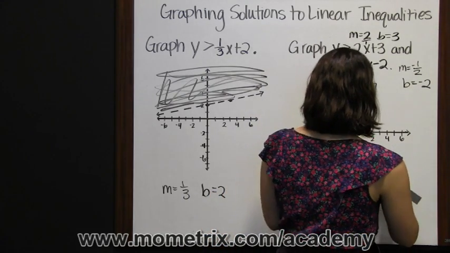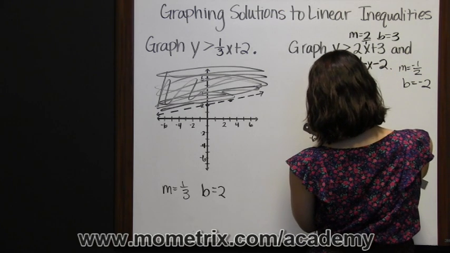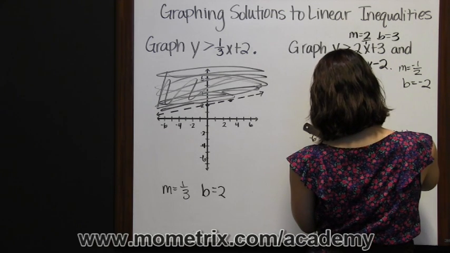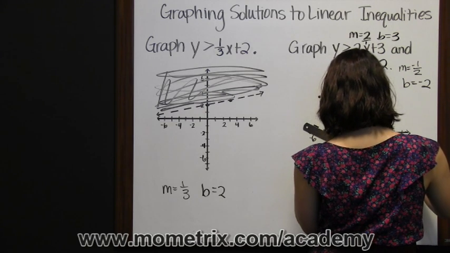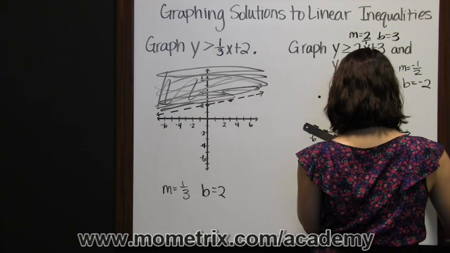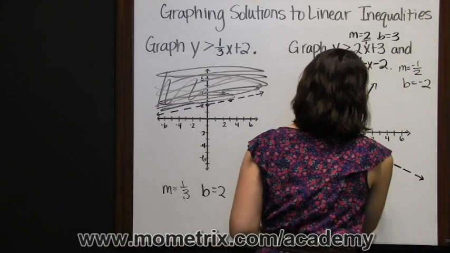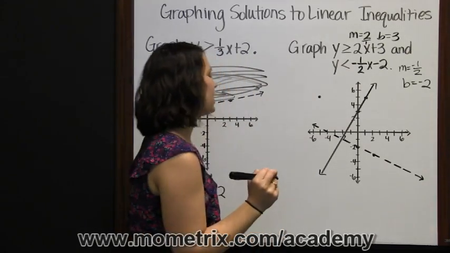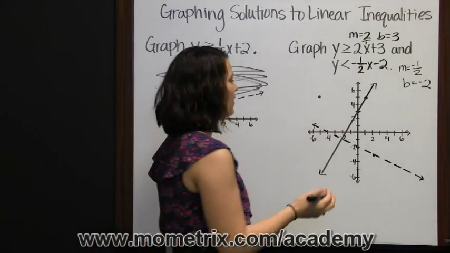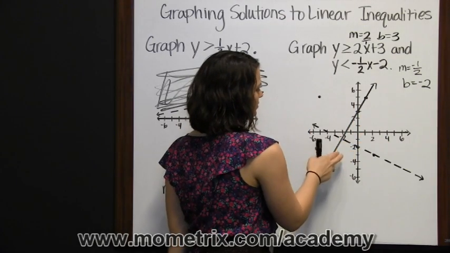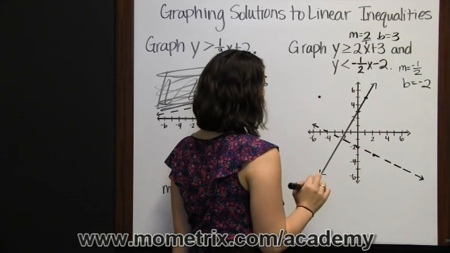And again, this is a dashed line because it's just less than, not less than or equal to. We're going to connect our points with our dashed line, and put our arrows on the end to signify that the line goes on. So now that we have our two lines crossing, we've actually created 4 regions. We have this region, this one, and this one.